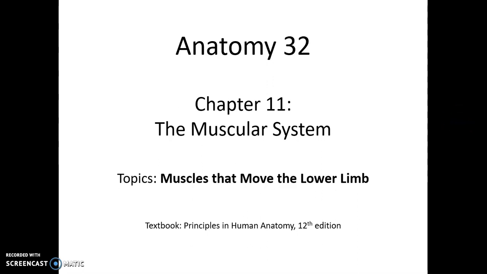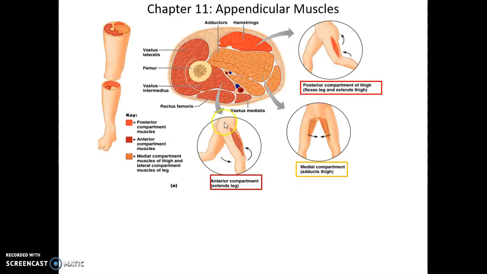Anatomy 32, Chapter 11, the muscular system. Topics: muscles that move the lower limb. So, the lower limb includes the thigh and the leg.